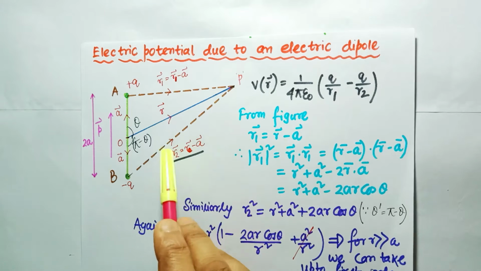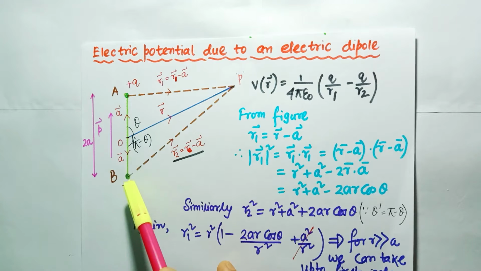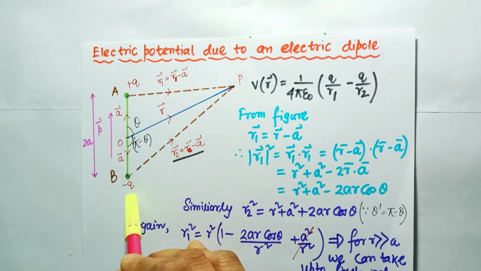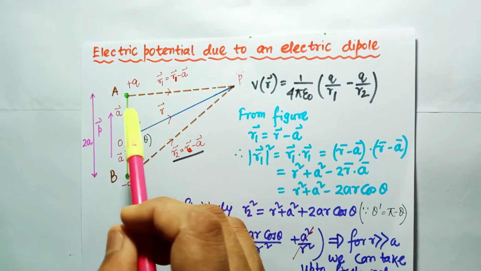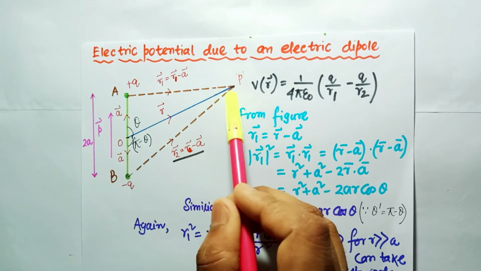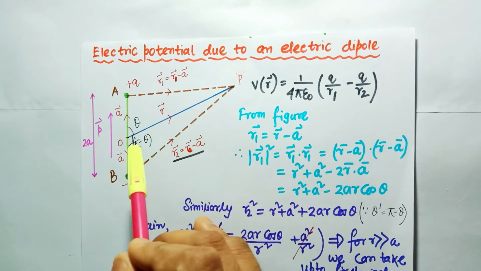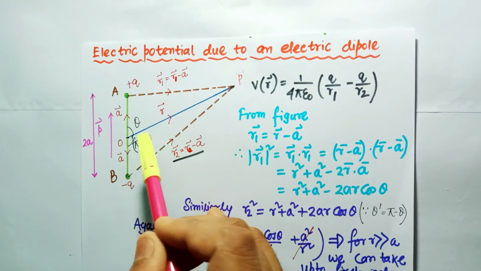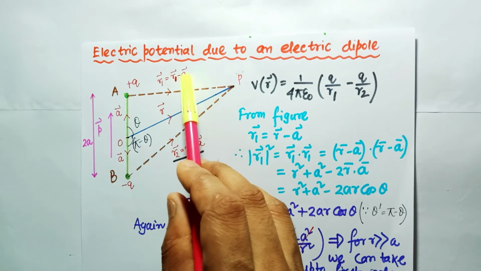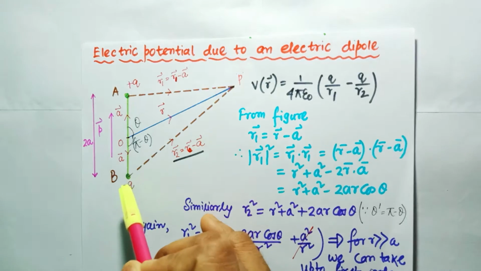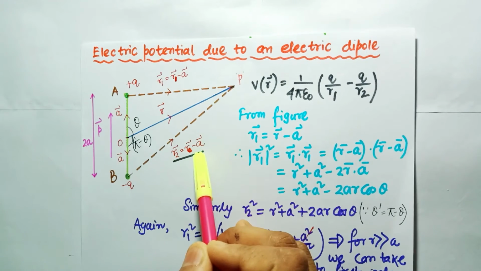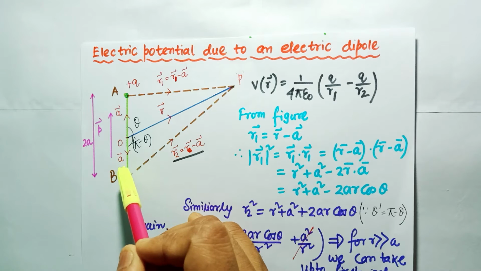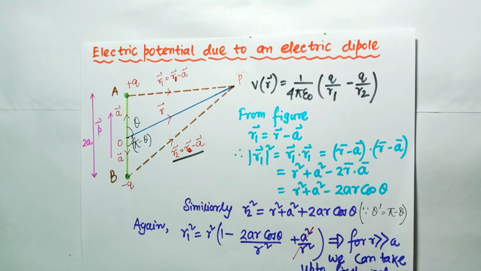From this diagram you can see AB is the dipole, where at point B there is minus q charge and at point A there is plus q charge, and we are trying to calculate the electric potential at the point P. The dipole origin is at the center. So this r1 vector is equal to r minus a. This is the r2 vector, the distance between B and the point P, equal to r plus a, and the dipole moment is acting from B to A. The superposition principle, like for the electric field, will apply for the electric potential also.